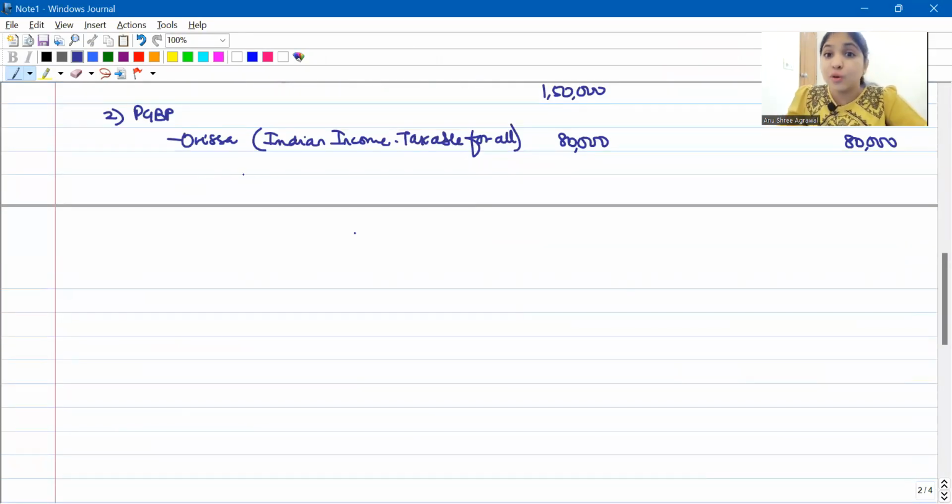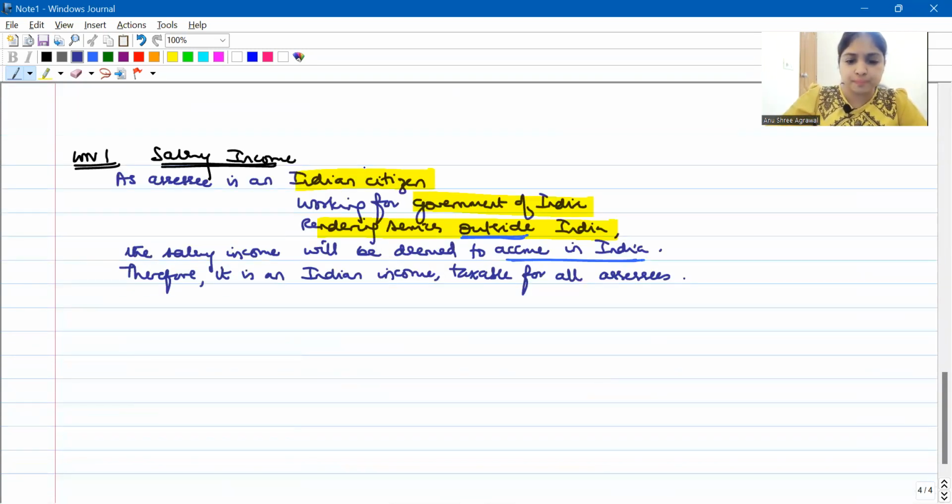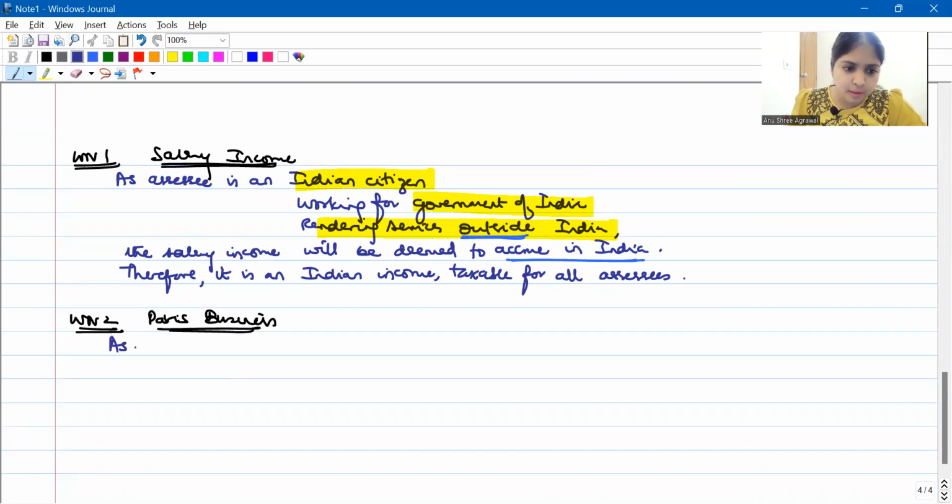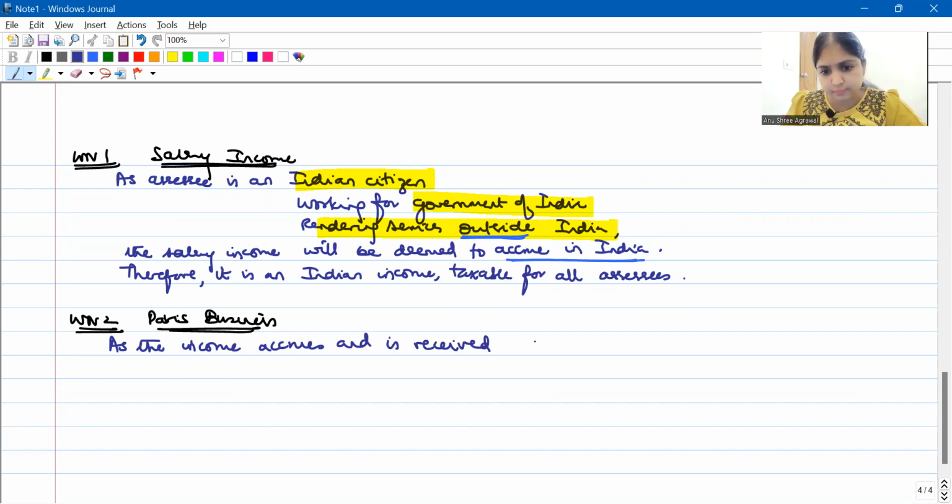But then we cannot ignore it from here. We'll still have to make a note. So, under this, write down Paris business. Too much to write may not fit over here, so give reference to working note number 2. Okay, after your first working note, open the second working note, give the heading Paris business. Under this, write down as the income accrues and is received outside India.